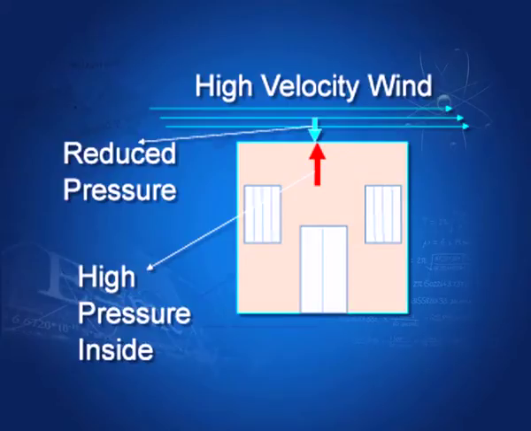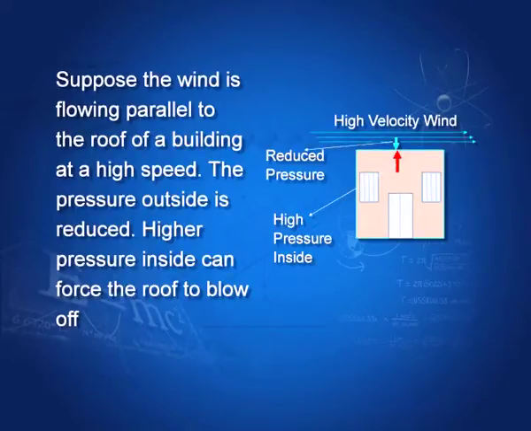Why? Because high speed wind is moving. So, the pressure here is less, the pressure inside is high. Therefore, sometimes the difference between the pressure inside and outside is so much that a whole roof can be blown away. This happens especially in wind storms, high velocity wind storms.